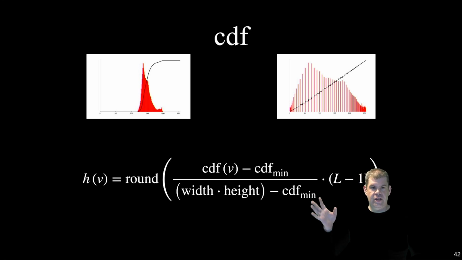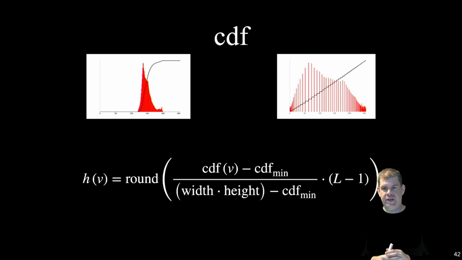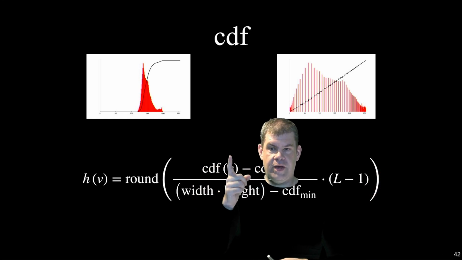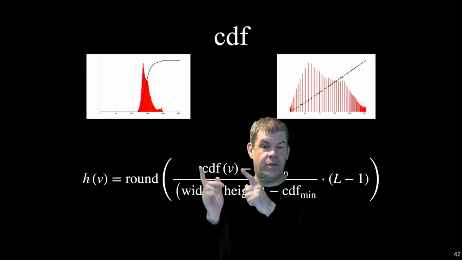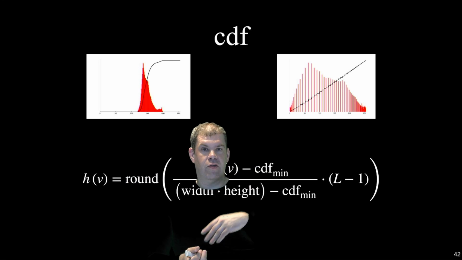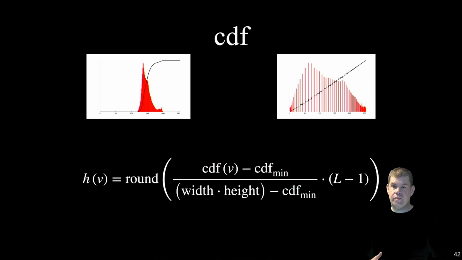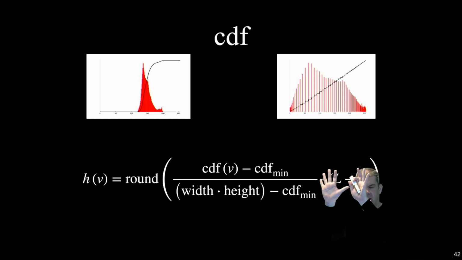So what you see here is histogram equalization, and what it does is it takes input values V. That's my input brightness, and you simply run this over all pixels. It takes input brightness and outputs H of V, the corrected brightness. So how is that computed? Ignore this part, times L minus 1, for a second. I'll explain that in a second.